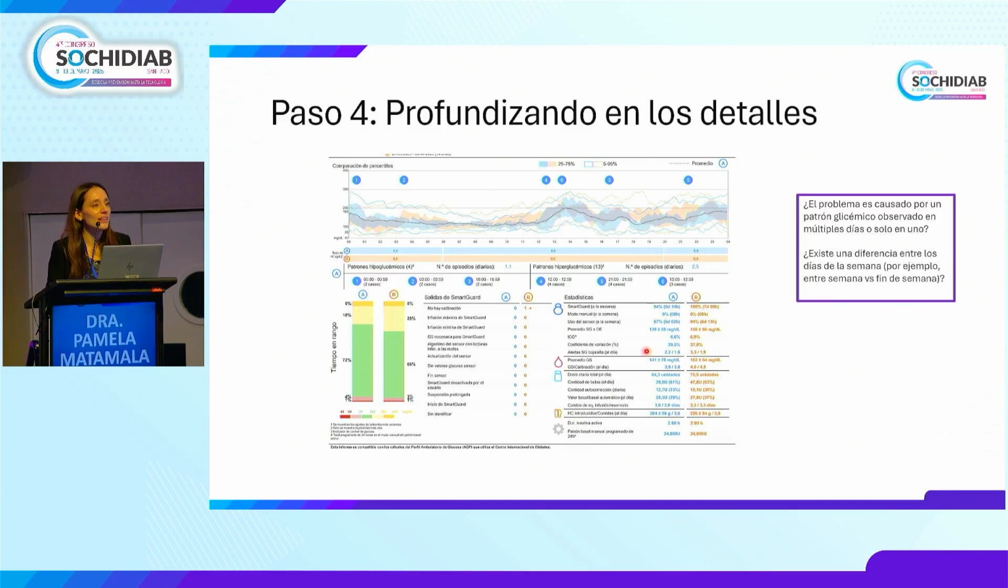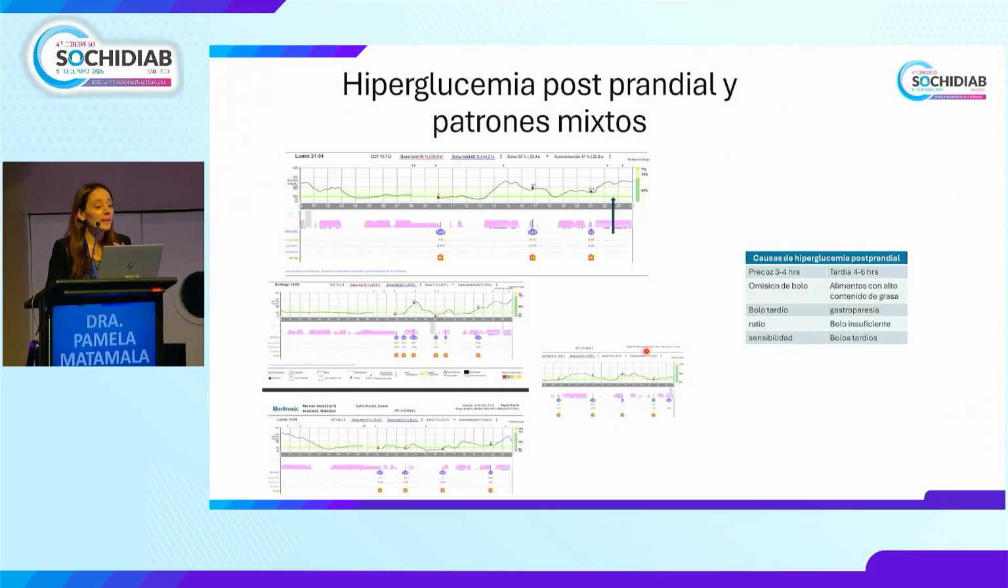Once we saw the curve, we obtained conclusions from the more classical patterns that are seen. We can see the day-to-day. And here we state the question: is the problem caused by a glycemic pattern observed in many days, or just one? Is there a difference between weekends and weekdays? And this occurs frequently. This is one of my patients using a pump, and if you see, these are 3 days, 1, 2, 3, 4. These are very different days, so this patient has a high glycemic variability, and I want to show why.